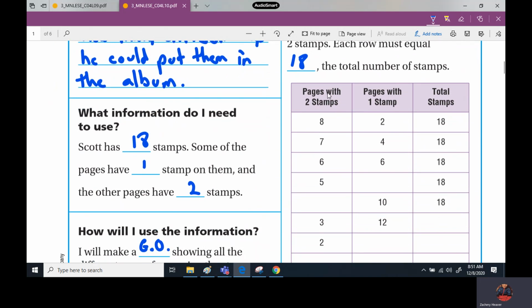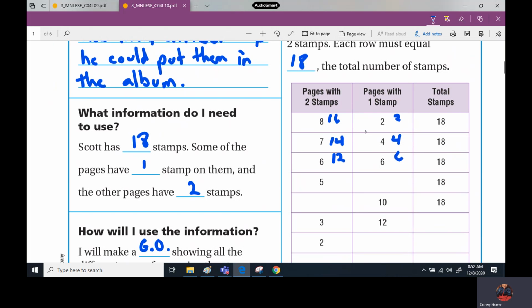So he could have 8 pages with 2 stamps and 2 pages with 1 stamp, because 8 times 2 is 16, and 2 times 1 is 2. 16 plus 2 makes 18, right? Now 7 times 2 is 14, and 4 times 1 is 4. 14 plus 4 makes 18, right? 6 times 2 is 12, and 6 times 1 is 6. So 12 plus 6 is 18.